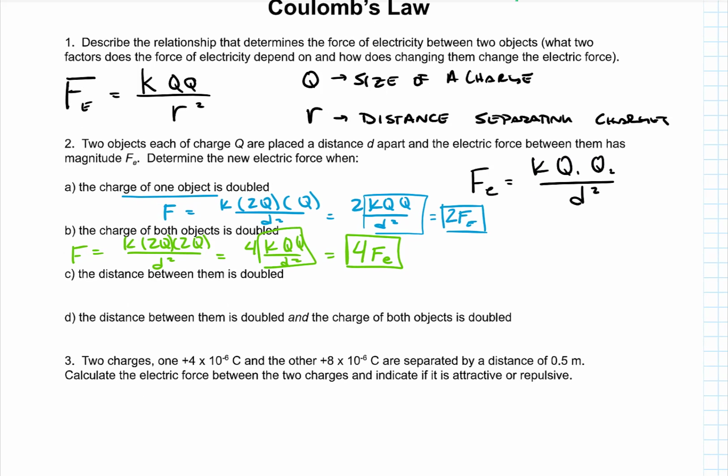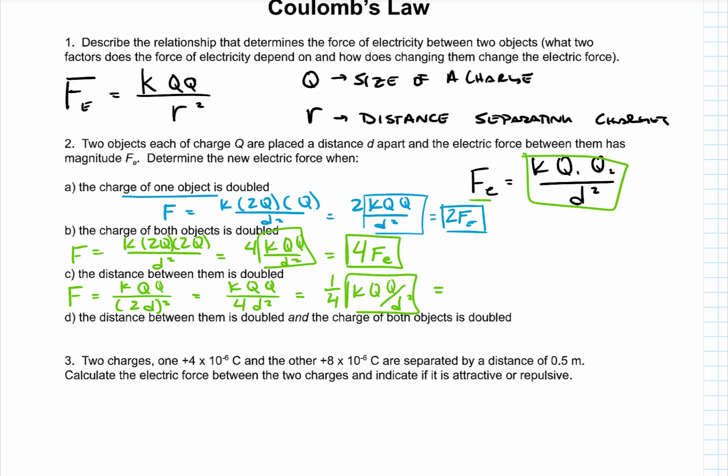If I double the distance between them, so force is equal to KQQ over 2d squared, and we're squaring that whole thing. So this gives me KQQ over 4d squared, which is 1/4 times KQQ over d squared. And again, this is just my original electric force, so it's 1/4 of the original electric force acting on the object. When we make changes to the distance, we're going to have to square those changes, right? So we doubled the distance, we got 1/4 of the force.